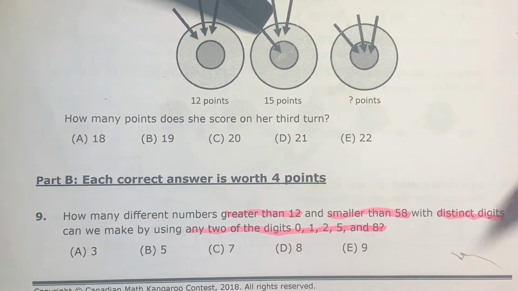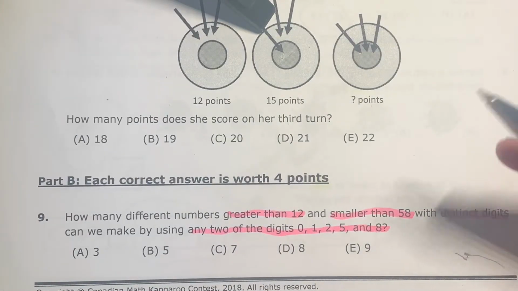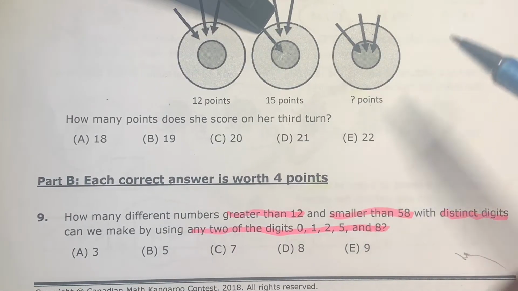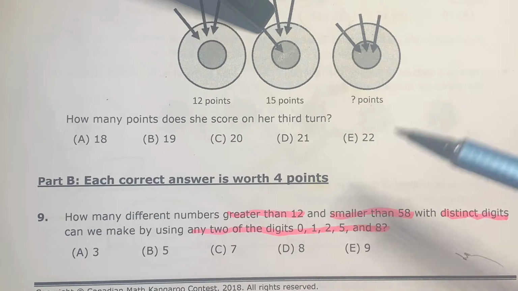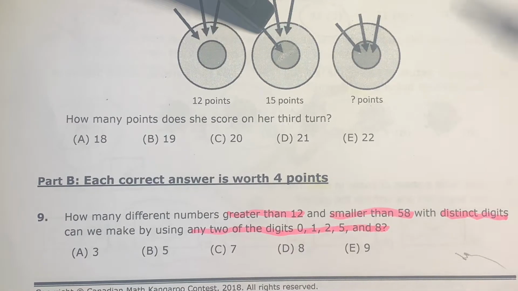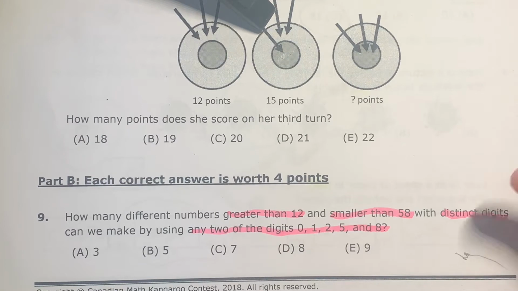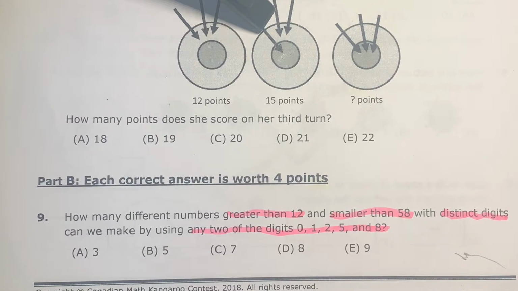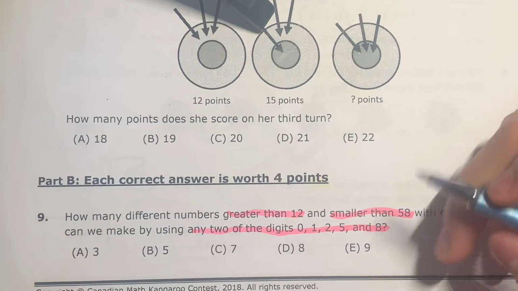There you go. Now, in this question they asked us how many numbers can we make that are greater than 12 and smaller than 58 by using 0, 1, 2, 5, and 8. Greater than 12 and smaller than 58 means between 12 and 58 with distinct digits 0, 1, 2, 5, and 8. So let's start.